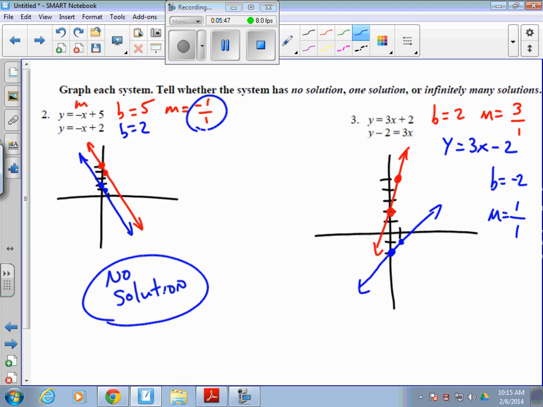Had you extended that line, as I have the red one here, you'll get to a point where they intersect at one point. So the answer to number 3 will be one solution.